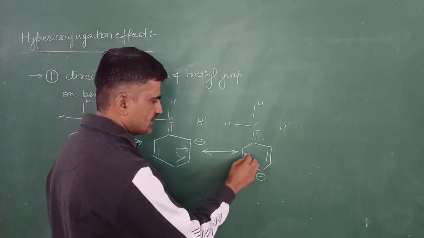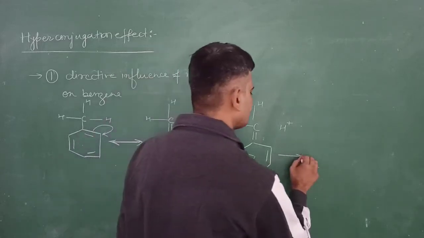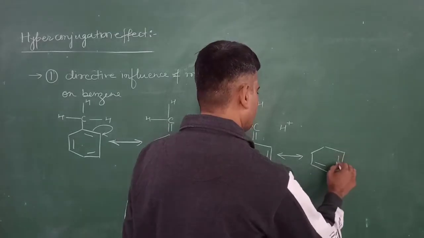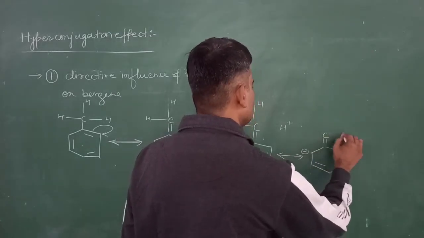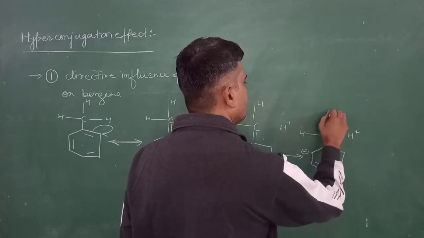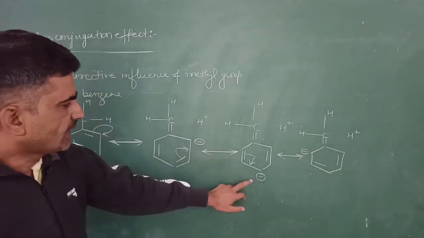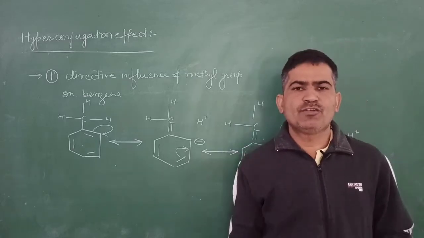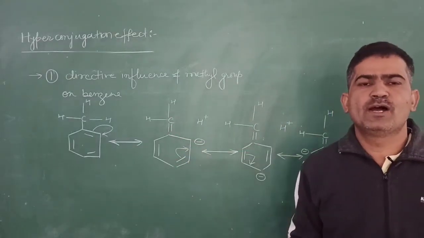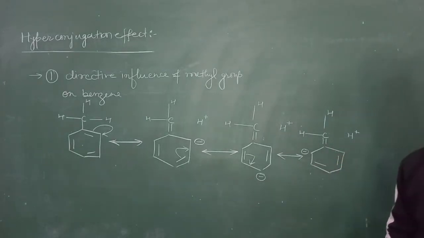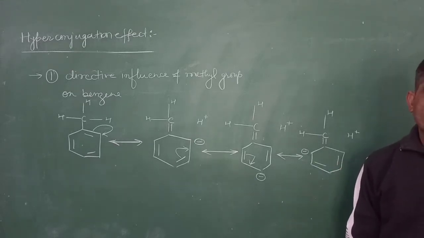Now in the next structure the electron will be transferred to this position. You are able to see here the electron density is present at the ortho, para, ortho positions. This explains the directive influence of the alkyl group to ortho and para positions for the incoming electrophiles. This is due to hyperconjugation. This directive effect we can explain by means of hyperconjugation.